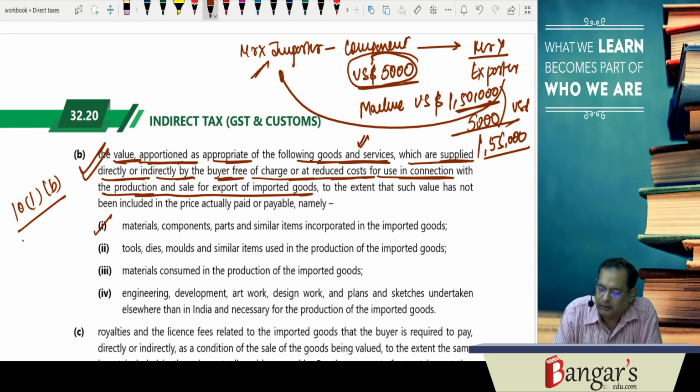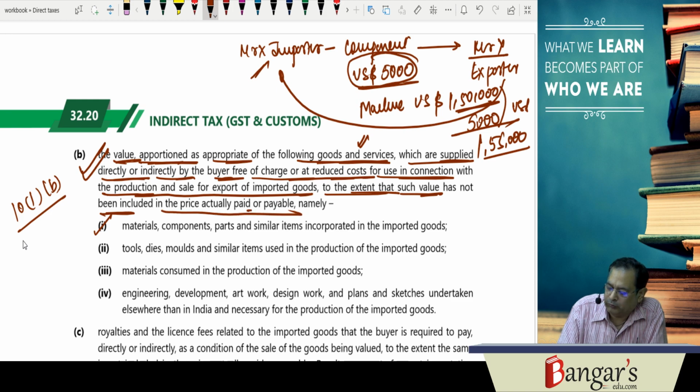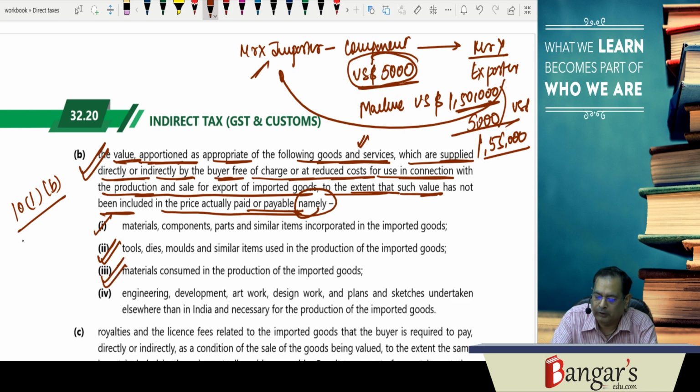So here the value apportioned as appropriate of the following goods and services which are supplied directly or indirectly by the buyer, free of charge or reduced cost for use in connection with production and sale for export of the imported goods, to the extent such value has not been included in the price actually paid or payable, namely materials, components, parts and similar items incorporated in the imported goods, then tools, dies, molds and similar items used in production of the imported goods, materials consumed in the production of imported goods, then engineering, development, artwork, design work, plans and sketches undertaken elsewhere than in India and necessary for production of the imported goods.